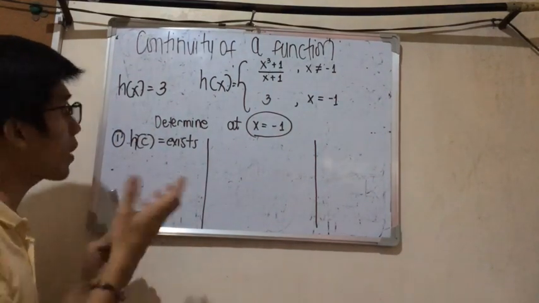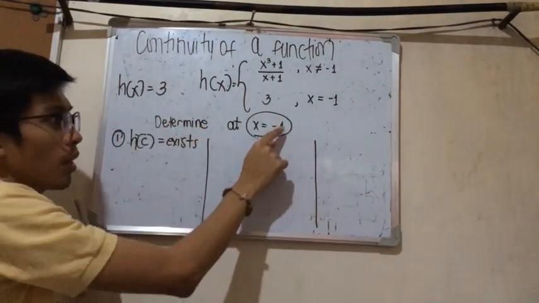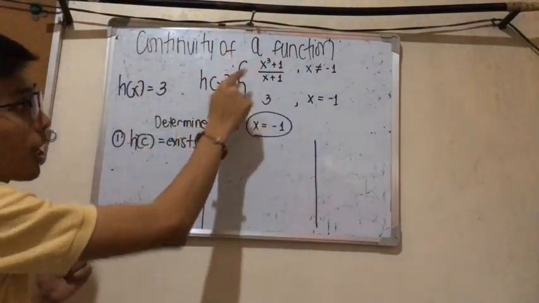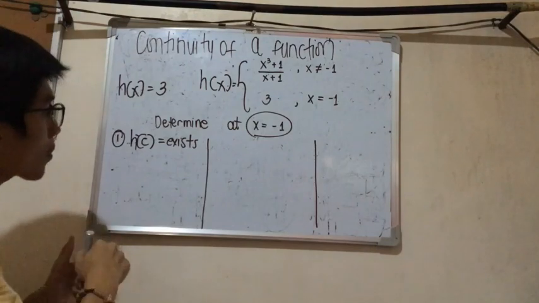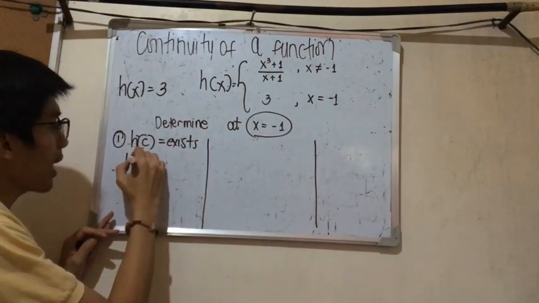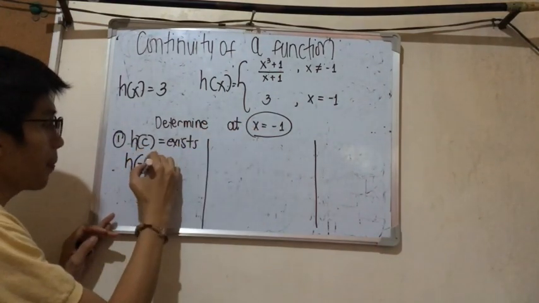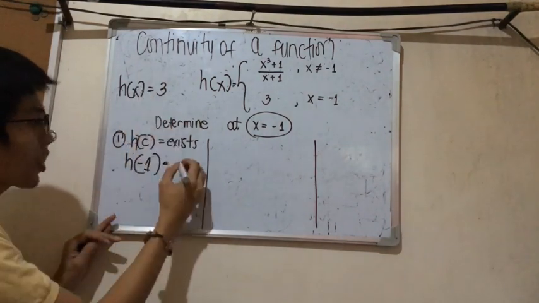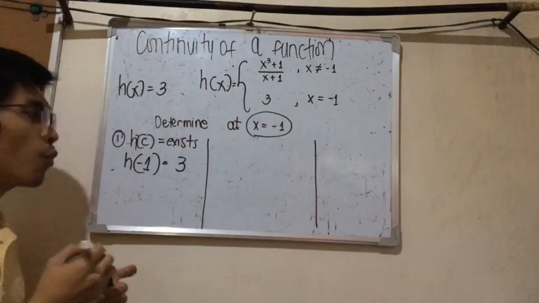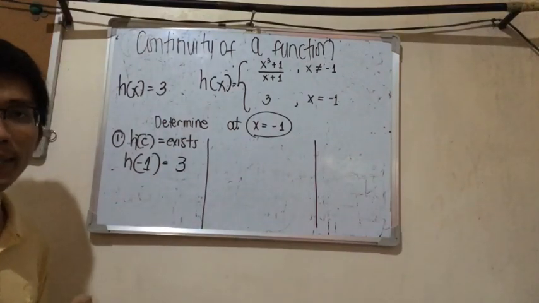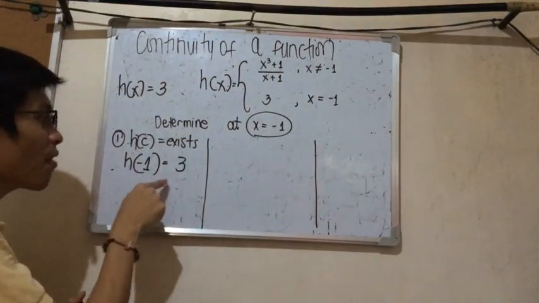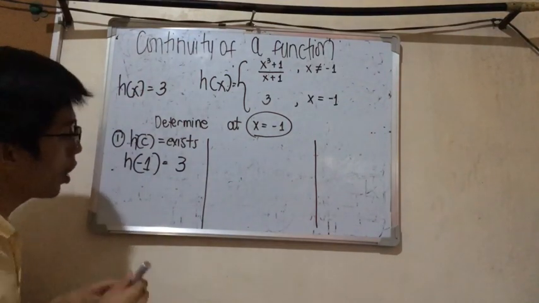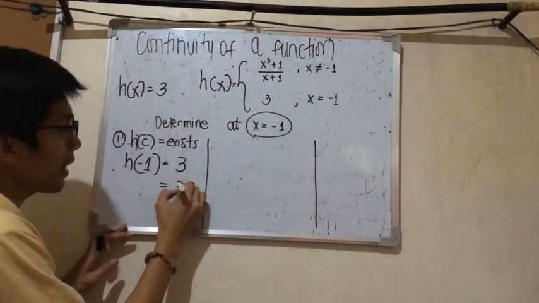What is my h of x? That is 3 because it follows here. This condition only applies to 3, not to the first function. So h of negative 1 is equal to, what is your function? 3. How do you evaluate if your function is plainly constant? Since you don't have a need to substitute because we don't have a domain or x here, automatically that is 3.